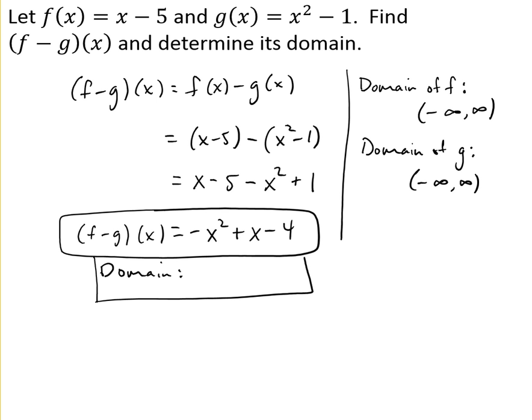Generally the domain of f minus g is going to be where the domains of f and g overlap. So in this case that's going to be all real numbers. And the domains of f plus g, f minus g, and f times g are all going to be the same for the same two functions f and g. So that's where the domains of f and g overlap.